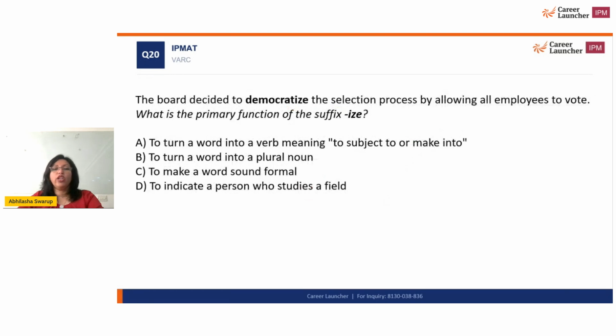The board decided to democratize the selection process by allowing all employees to vote. What is the primary function of the suffix IZE? So you want to democratize means you want to make it democratic, right? So therefore, to turn a word into a verb meaning to subject or to make into, correct? So when you want to make something into another thing, you are democratizing, you are formalizing, you are whatever, right? So therefore, when you use the suffix IZE, it means to make into.